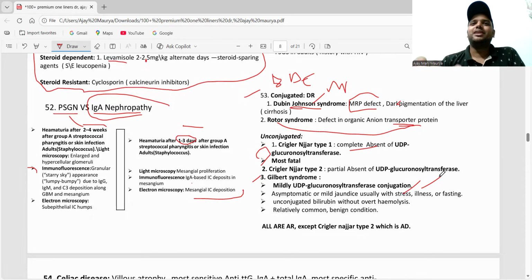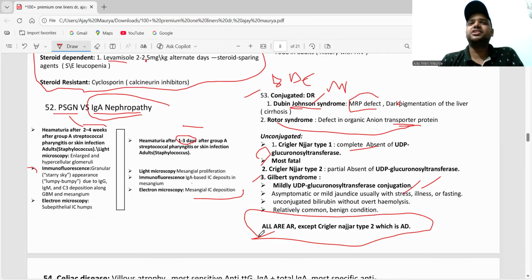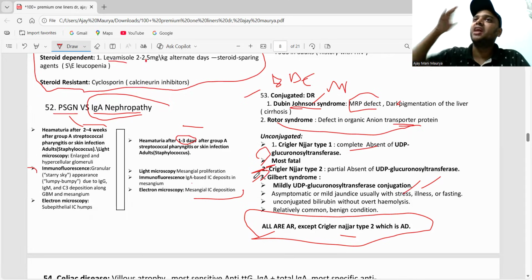Remember, all are autosomal recessive except type 2. Crigler-Najjar type 2 is autosomal dominant. Remember, sometimes Gilbert also shows autosomal dominant. If Crigler-Najjar type 2 is not there in the options, then you can go with Gilbert.